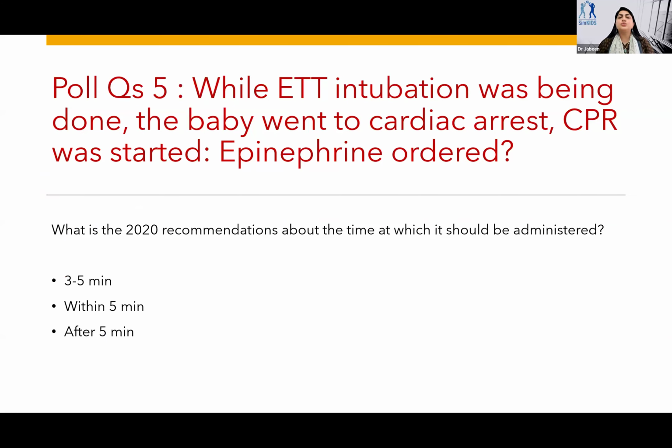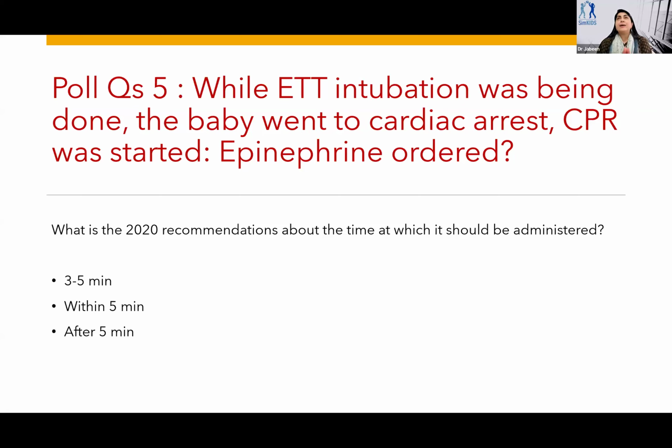So while the ET tube intubation was being done, the baby went into cardiac arrest. CPR was started and epinephrine ordered. So what is the 2020 recommendation about the timing at which it should be administered? 3 to 5 minutes, within 5 minutes, or after 5 minutes? 3 to 5 minutes, okay?